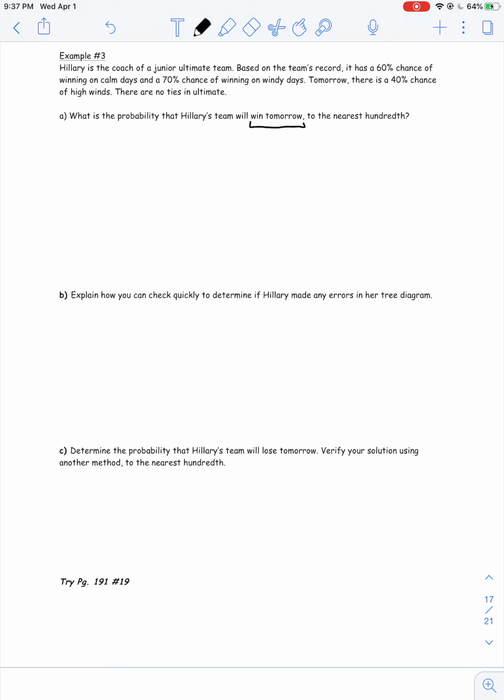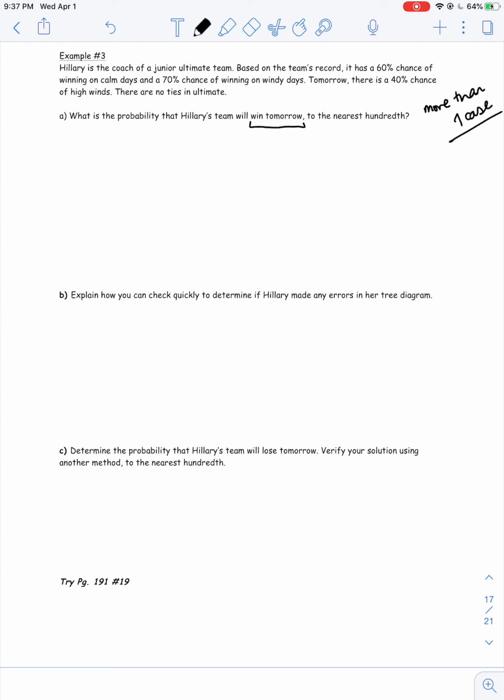Well, the issue with this, guys, is that she can win in 2 kinds of cases. She can win if it is windy, and her team can win if it is calm. So for these, where there's more than one situation or more than one case where she can win, I like to do a tree diagram. I find a tree diagram helps a lot with these situations where there is more than one case.